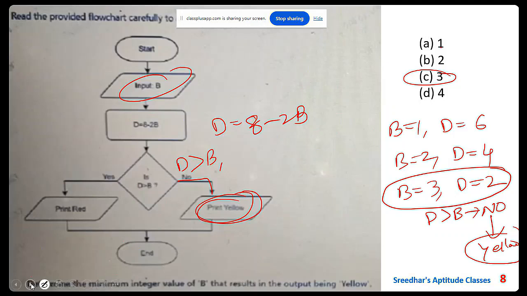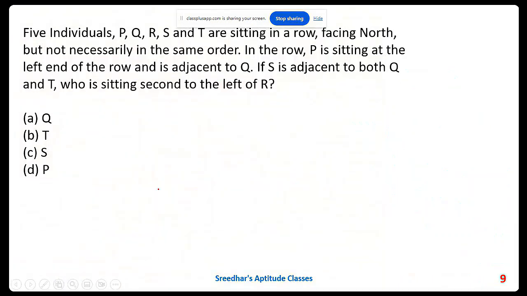Next question on the screen. Next one. All of you answer the next one. Another seating arrangement question. Again in a row seating arrangement question. So 5 individuals are sitting in a row. 1, 2, 3, 4, 5.